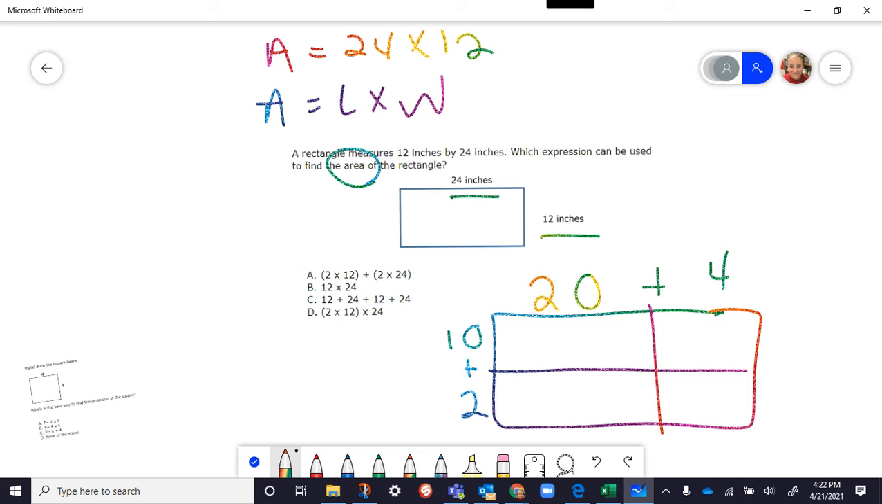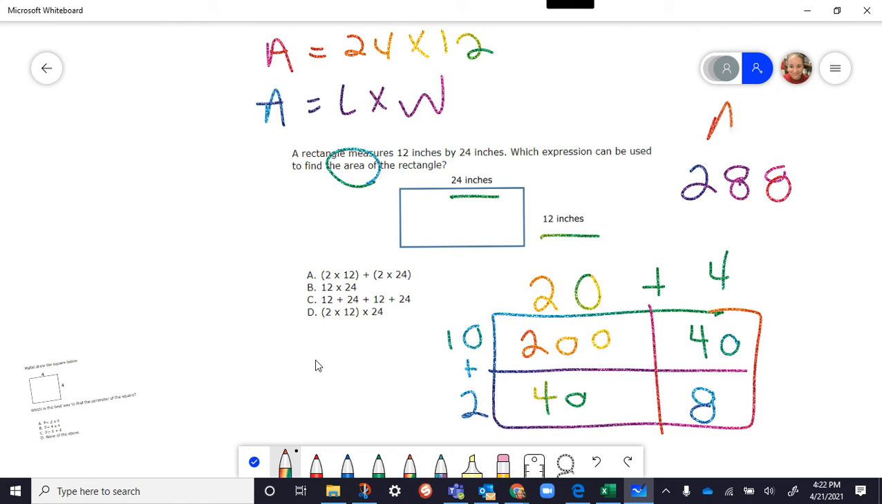10 times 20, let's see, 2 times 1 is 2 with 2 zeros. Down here at the bottom, 2 times 2 is 4 with 1 zero. Up here in the top corner, you've got 10 times 4, which is 40. And down here, 4 times 2, which is 8. When I add all that up, 40 and 40 is 80. So that would be 280 plus the 8. That's 288, my answer for my area.